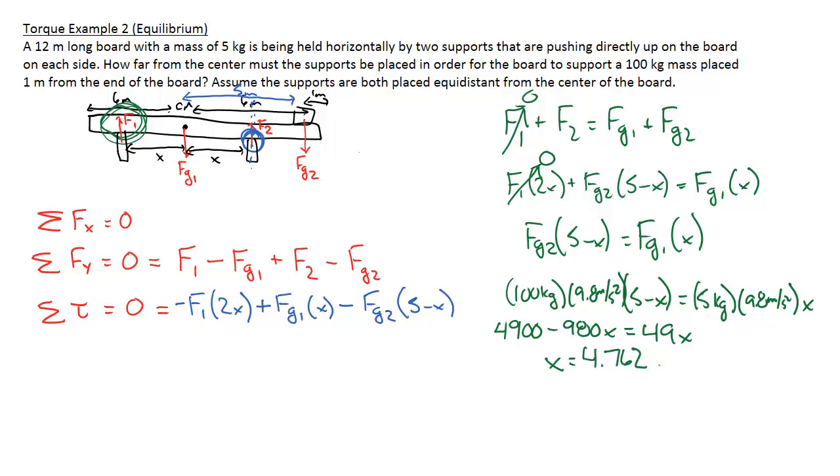4.762 if I go out to 3 decimal places. 4.762 meters. So what that means is each of these supports would be placed 4.762 meters from the middle in order to support that 100 kilogram mass. You can place them farther than that, and that'd be fine. But if you place them any less than that, it's going to cause a tipping situation where the board would tip if you place that 100 kilogram mass 1 meter from the end of the board. So this is what we're looking for as our answer to this problem.